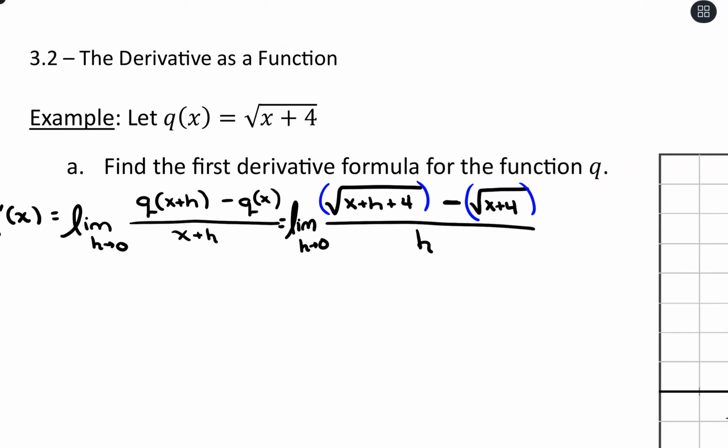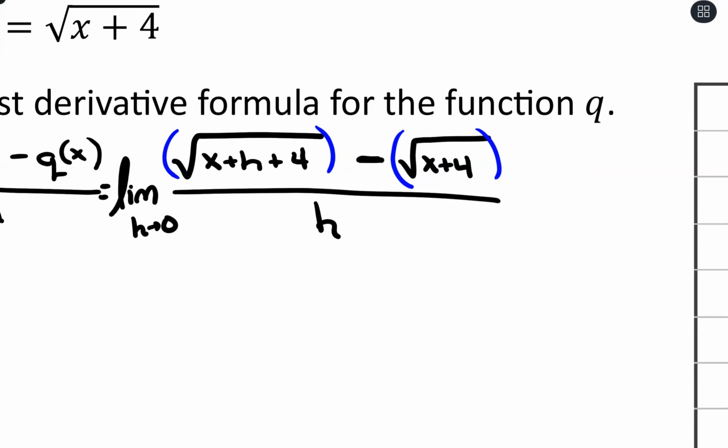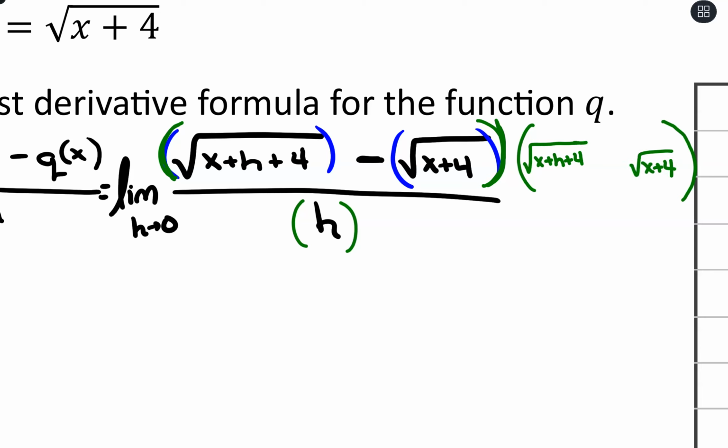Okay, so something we're going to bring in here, which we talked about previously, is our multiplying by the conjugate. So what I'm going to do is multiply this entire numerator and the denominator as well by the conjugate. So what we do is we keep the first term and second term the same. So I'm going to have root x plus h plus 4 and root x plus 4. But now instead of subtraction between them, what makes it the conjugate is putting addition between them. So it lets us use the difference of squares here. Then whatever I multiply the numerator by, I also have to multiply the denominator by.